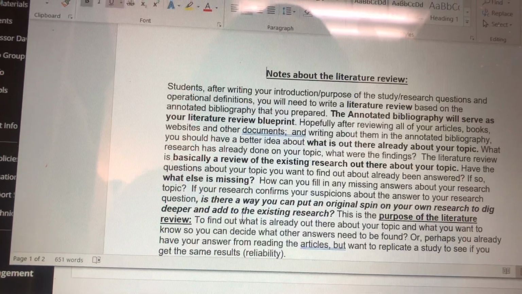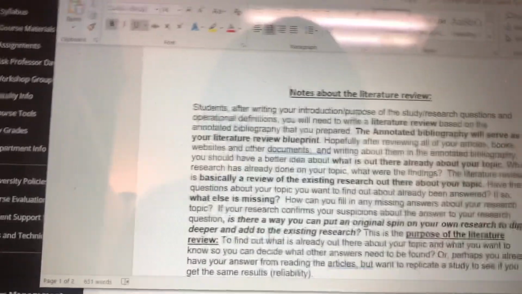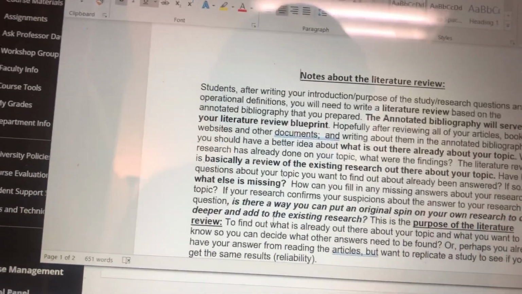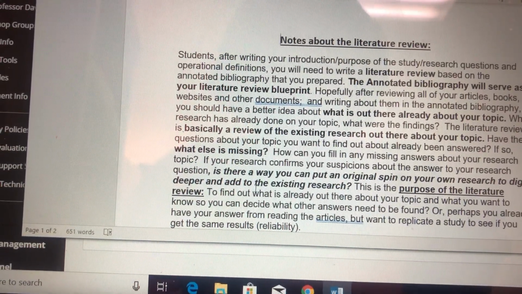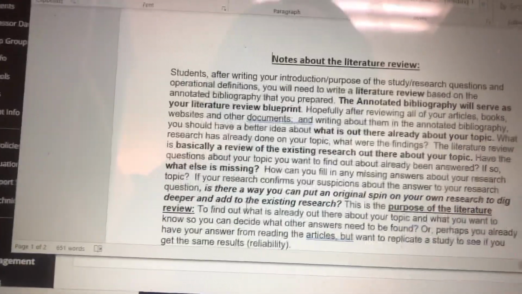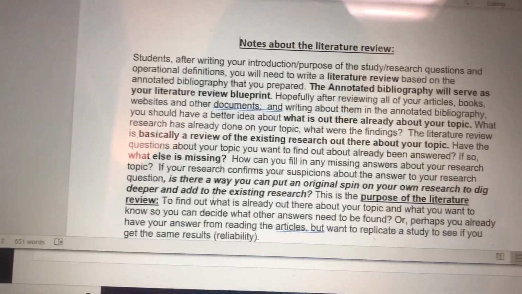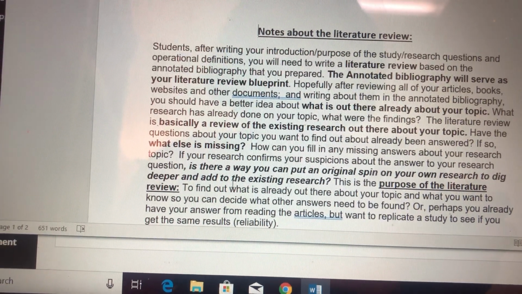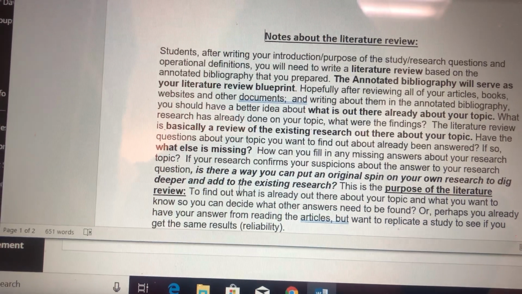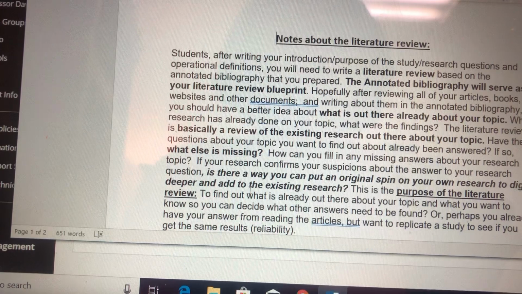I'll read the next thing. Hopefully, after reviewing all of your articles, books, websites, and other documents, and writing about them in the annotated bibliography, you should have a better idea what is out there already about your topic, okay? What research has already been done on your topic and the findings. The literature review is basically a review of the existing research out there about your topic.